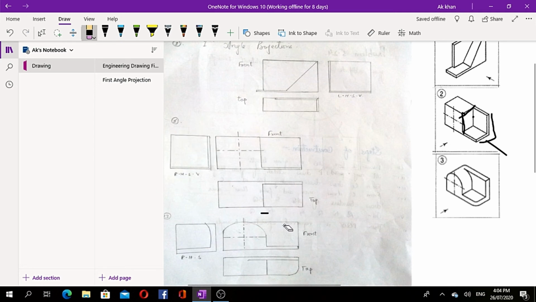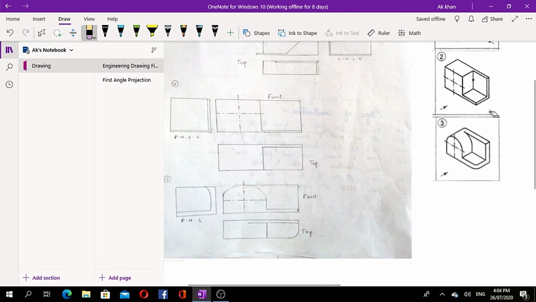Let me clear up another confusion: what are these dotted lines? These are the center line. That's the basics of engineering drawing. You should know that a line and dot and then line and dot is the indication of the center line. Now move toward another example of first angle projection.